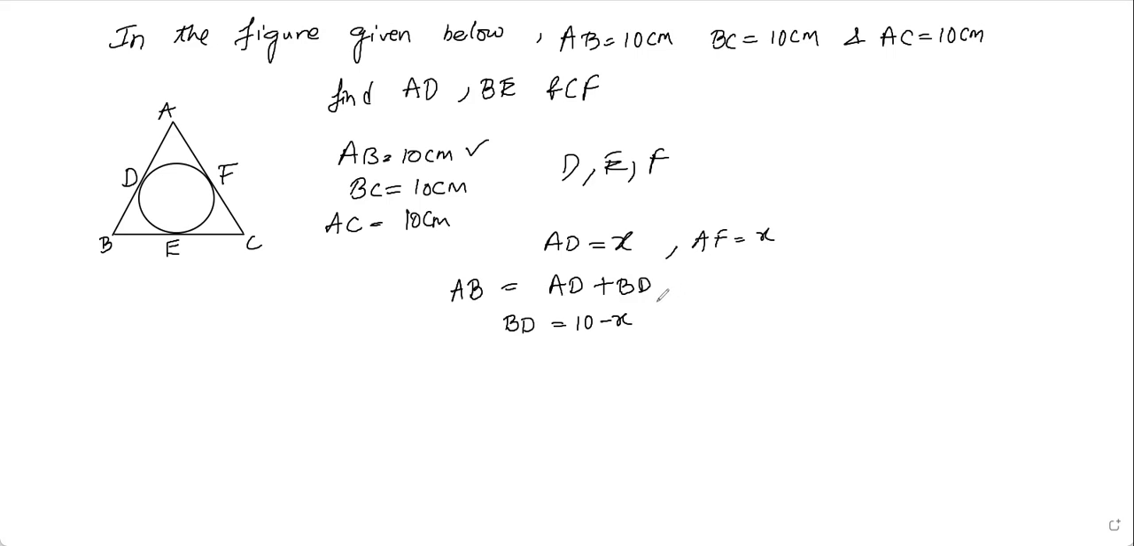So similarly, what can we say about the length of CF? This is AC is equal to AF plus CF by segment addition property. Okay. So CF will be 10 minus X.